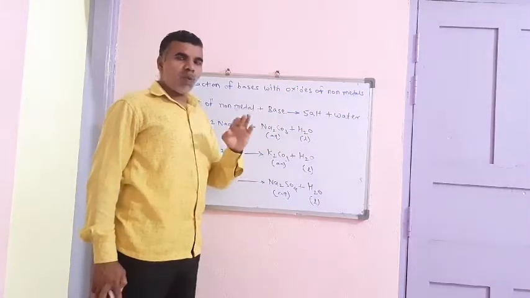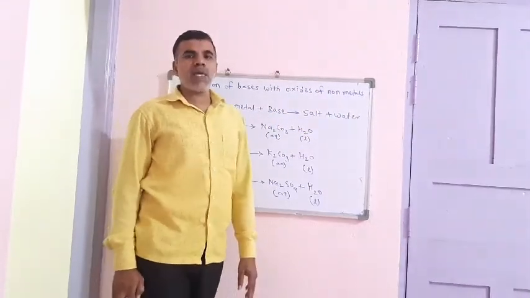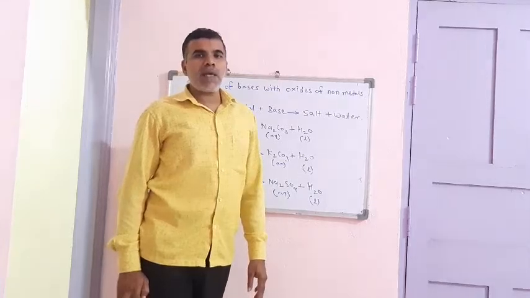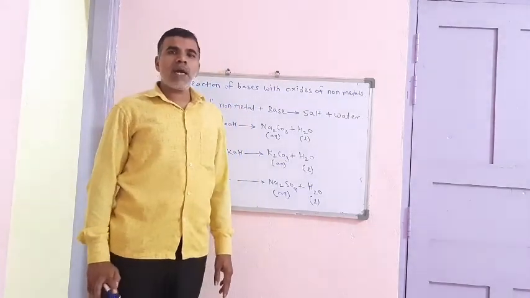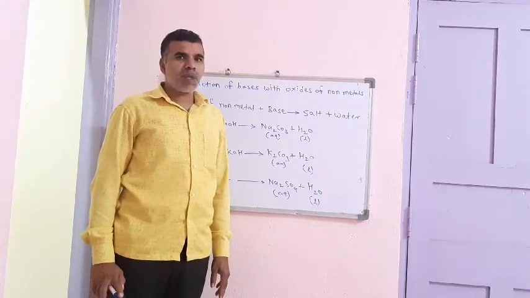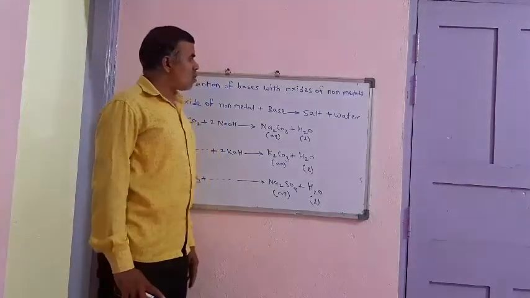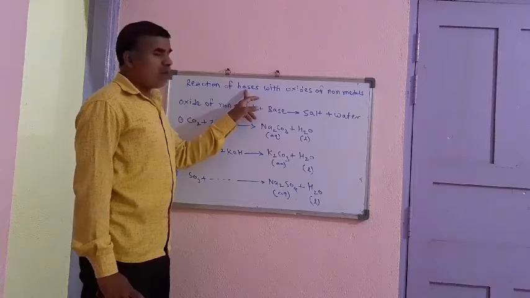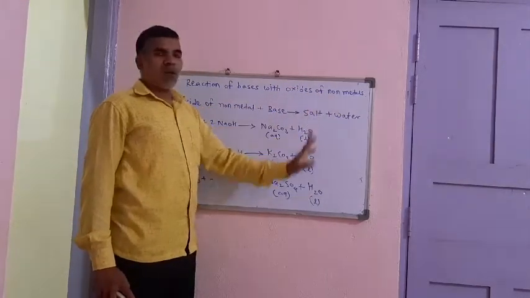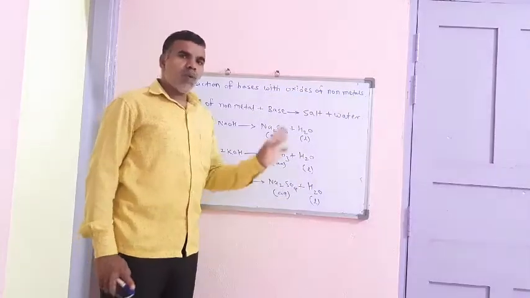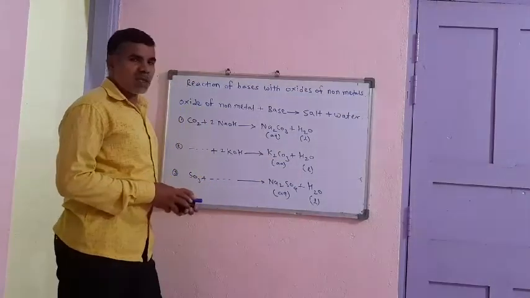In the last period we took the reaction of metals with acids. Any metal reacted with acid forms salt and hydrogen gas is released. In this period we will discuss that when bases react with non-metal oxides, salt and water are formed. So we have to take some examples, some reactions.